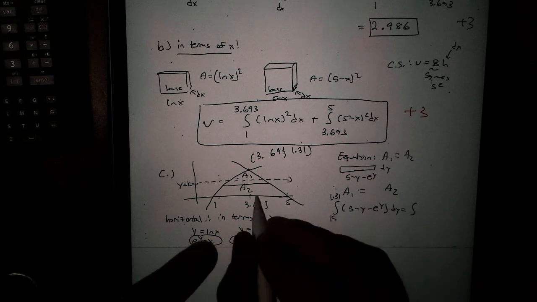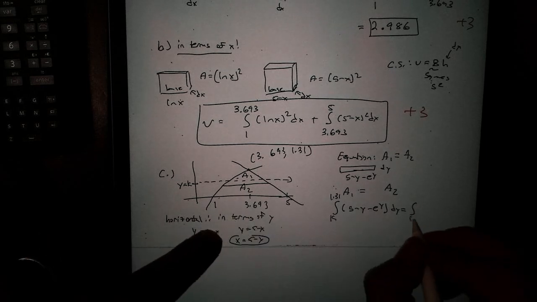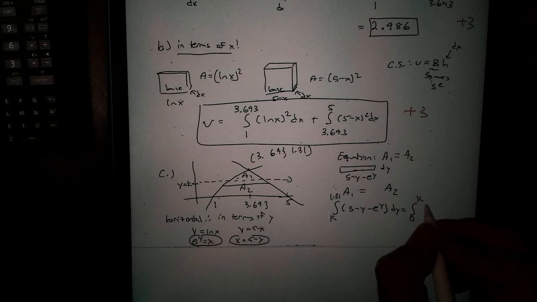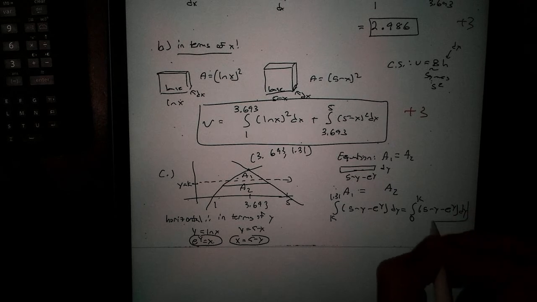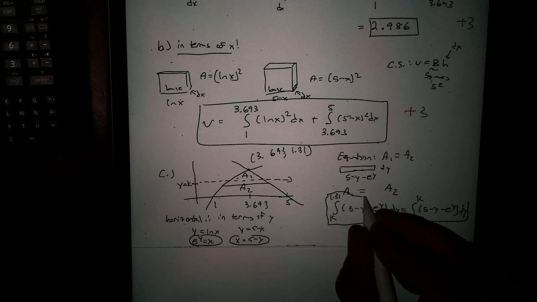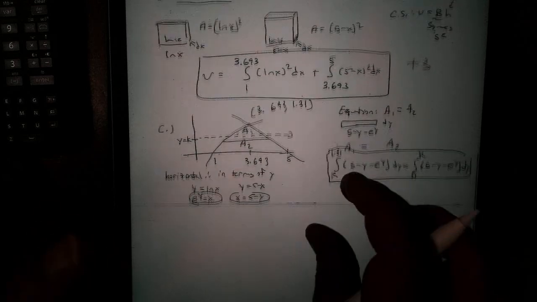Well, where does area 2 start? 0 and goes up to y equals k. And the same equation to get the area, 5 minus y minus e to the y dy. And that's all you have to put there. Okay? Now, it's not the only way to do this one.